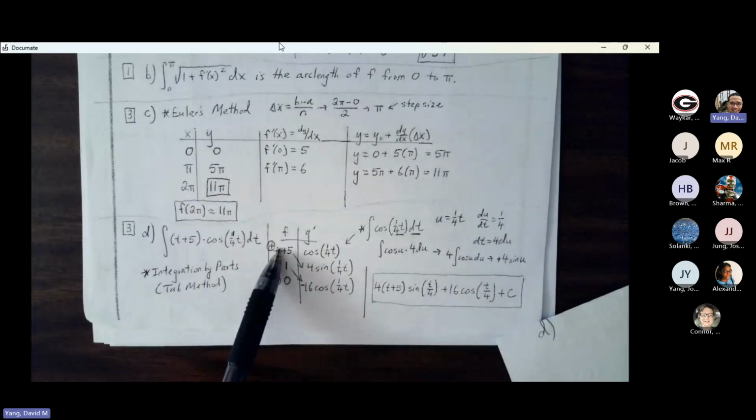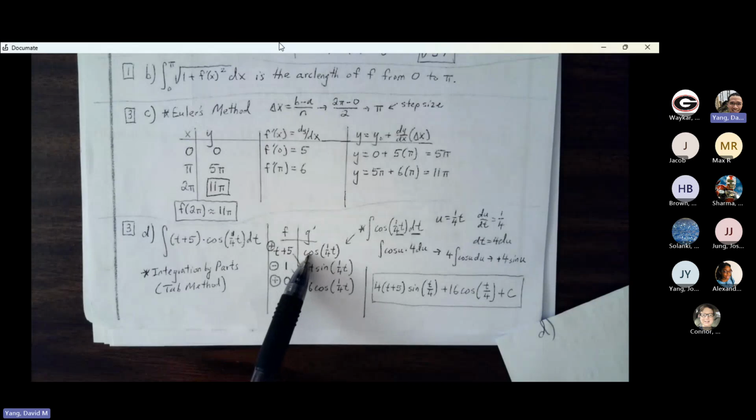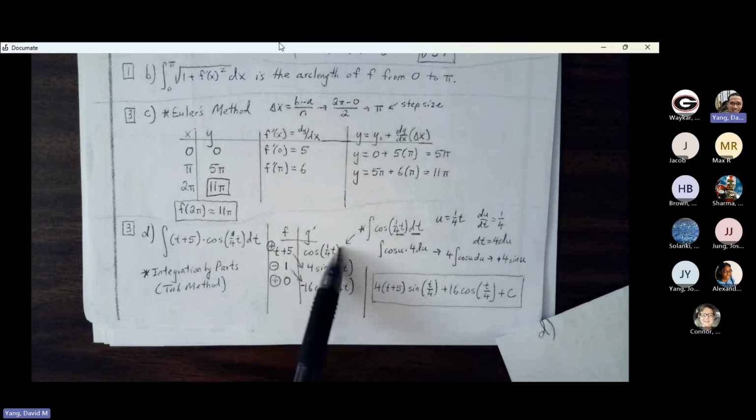t plus 5 goes on our first row. g prime is cosine of 1/4 t. On the f side, we take the derivative. t plus 5 becomes 1, 1 becomes 0. And then we also want to alternate our signs here. So positive, negative, positive.